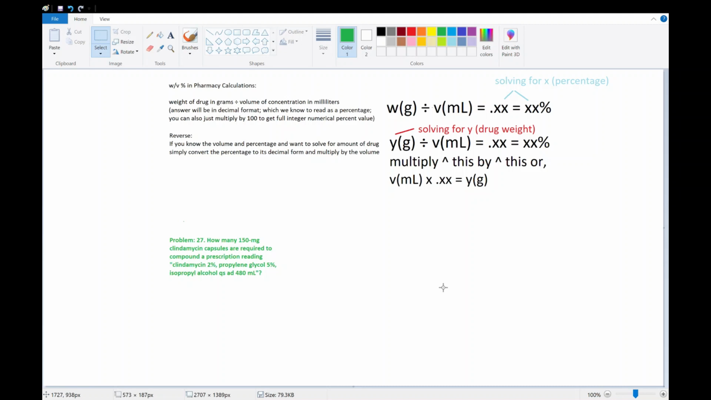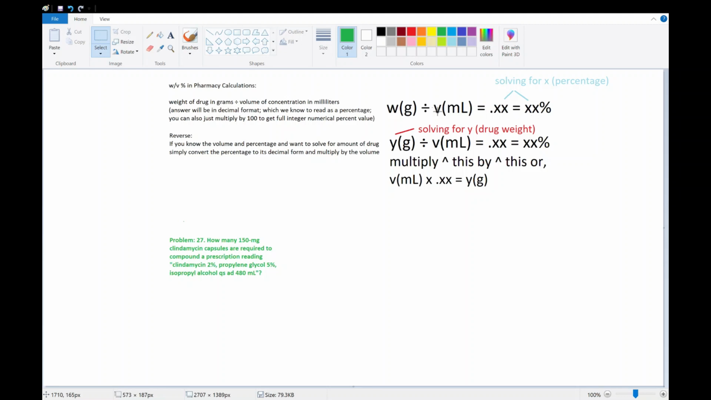The most common is they're going to give us the amount of dry product, the actual mass of the drug itself, and they're going to give us the volume of the overall concentration, usually liquid, that it's mixed into. They're going to give us the amount of drug and the total combined volume, and they're going to ask us what percent concentration that is. So in that case, we'll be solving for X, to find a percentage.